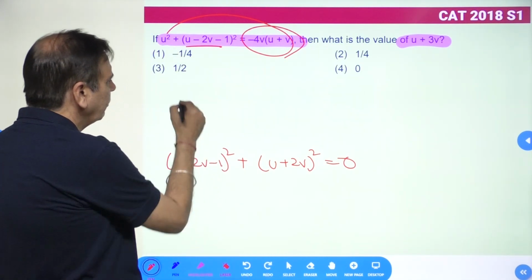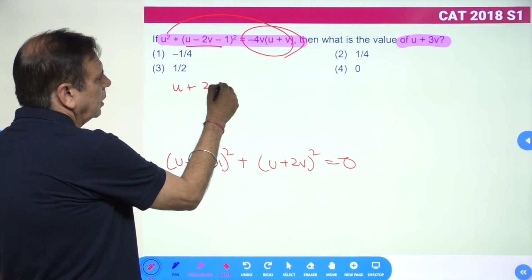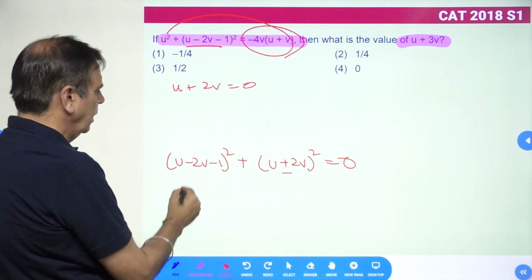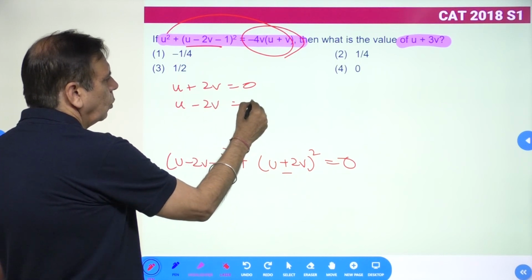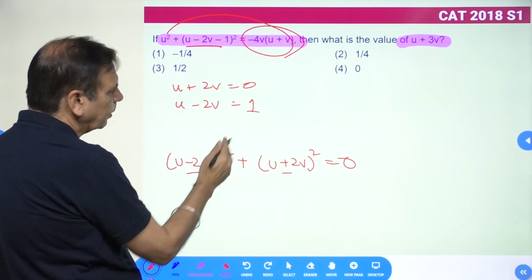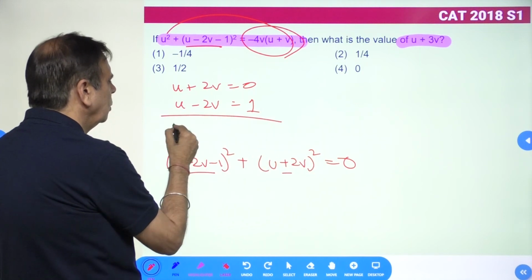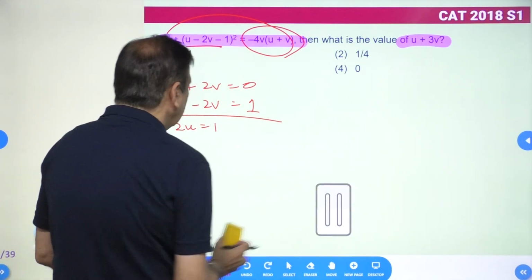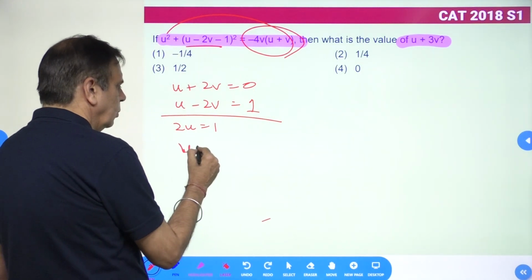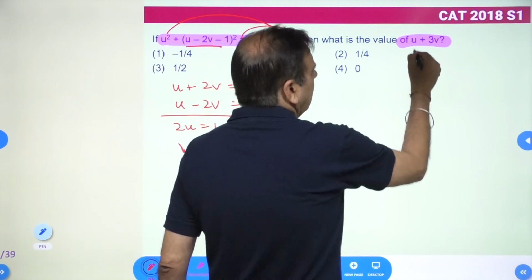So we can say u plus 2v equal to 0 out here. And this equation tells us u minus 2v should be equal to 1. If you take this equal to 0, that means 1 can go to the other side. Add them, 2u equal to 1. If 2u is equal to 1, we can say u equal to half.